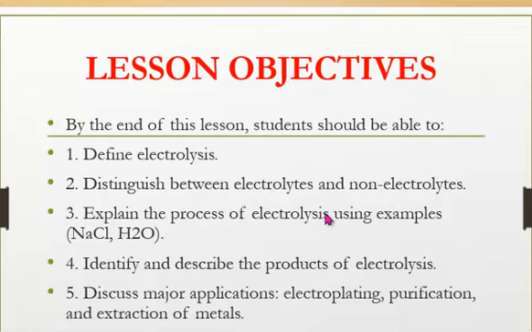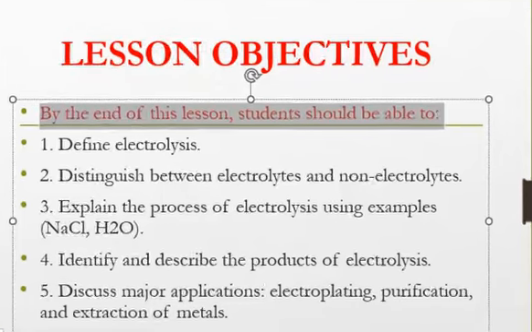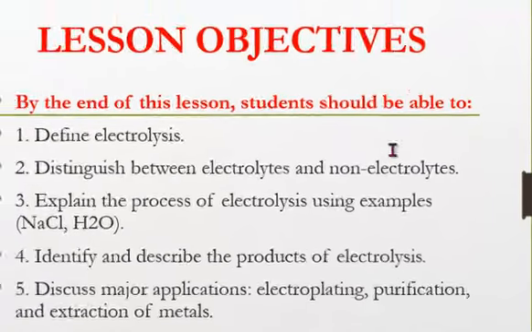This is the lesson objective. At the end of the lesson, you should be able to define electrolysis. Get a pen and paper and put them down. Distinguish between electrolytes and non-electrolytes. Explain the process of electrolysis using sodium chloride and water. Identify and describe the products of electrolysis. Discuss the major applications of electroplating, purification, and extraction of metals. The products of electrolysis, all this will be discussed.